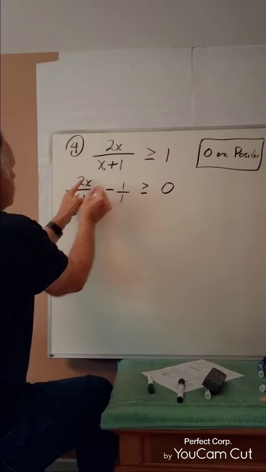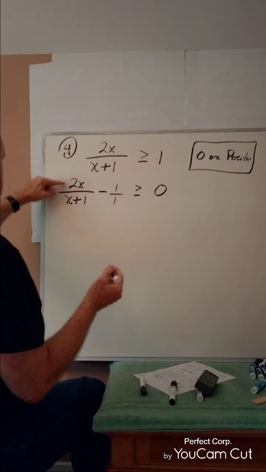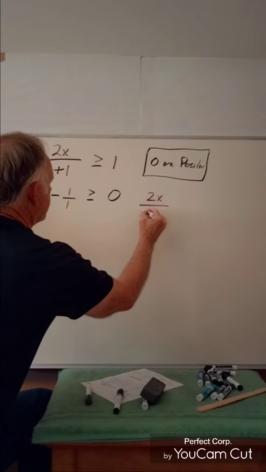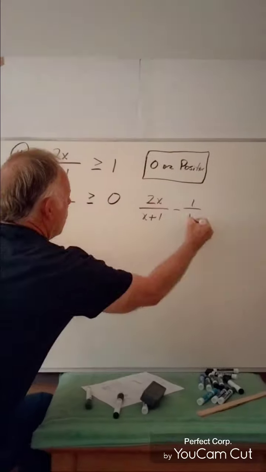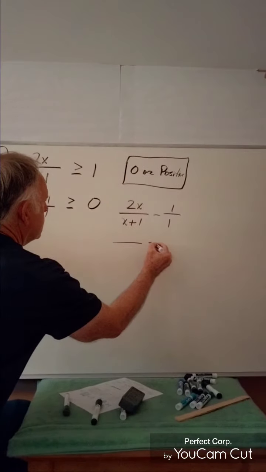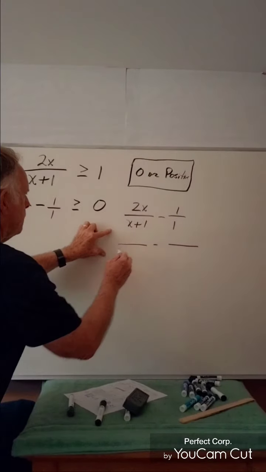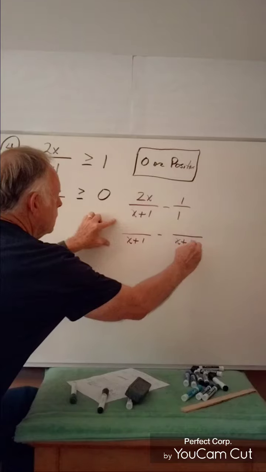And we're just going to subtract these two little fractions right here, and I'm going to kind of pull it off maybe to the side a bit. 2x over x plus 1 minus 1 over 1. Let's find a common denominator. The common denominator would definitively have to be x plus 1. Put it under both. Now let's rename.